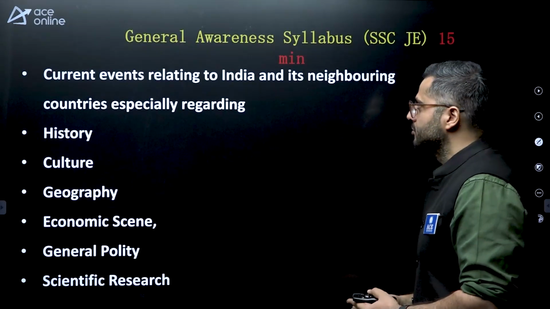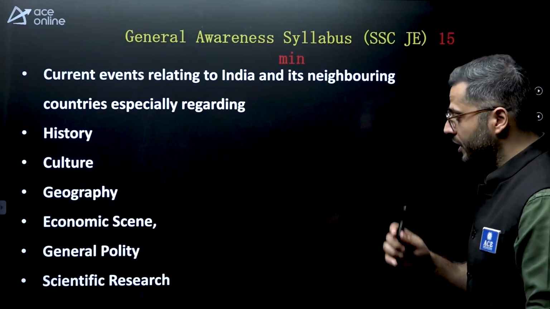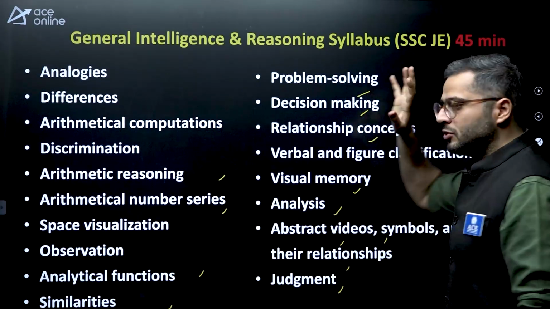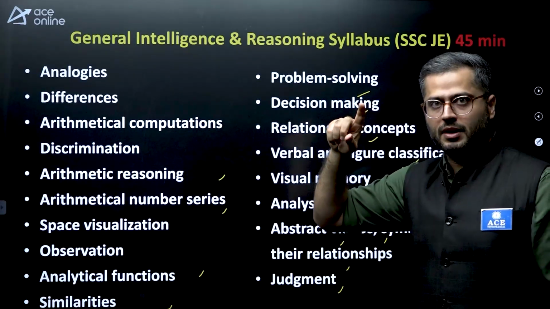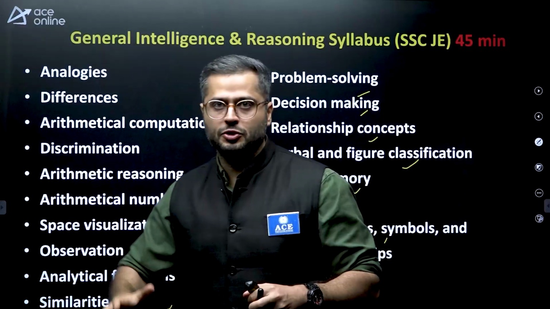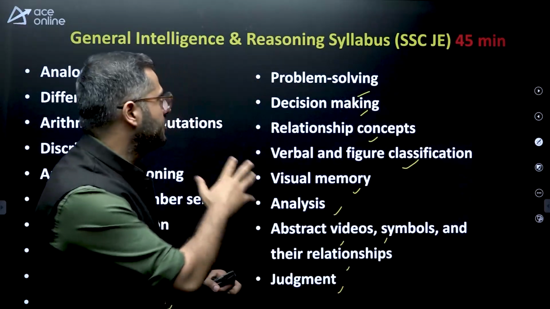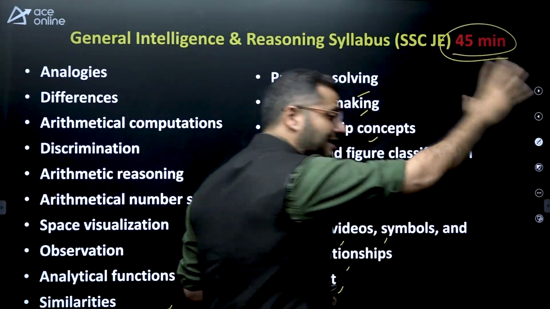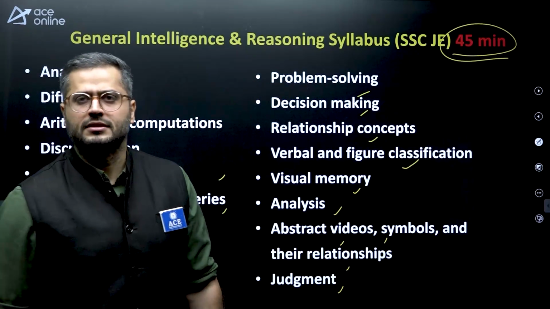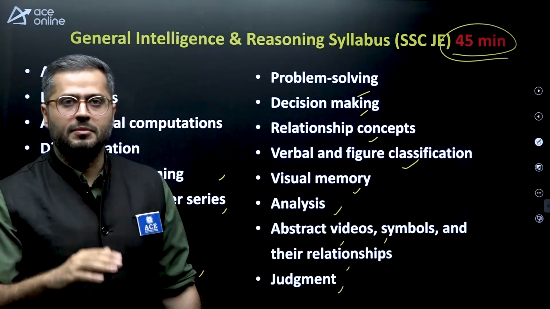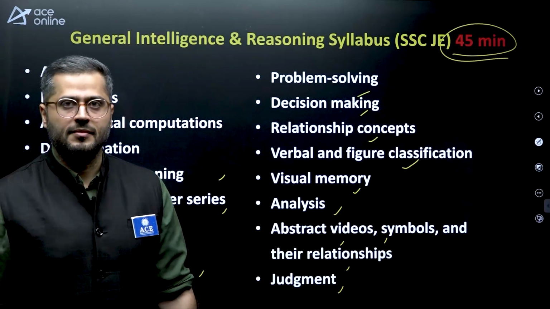And next comes the general awareness part. Sorry, I forgot to mention one more thing, that the total time is 2 hours for paper 1. The maximum amount of time you should dedicate to the general reasoning part should be 45 minutes at max, not more than this, right? So try to cover it between 30 to 45 minutes.